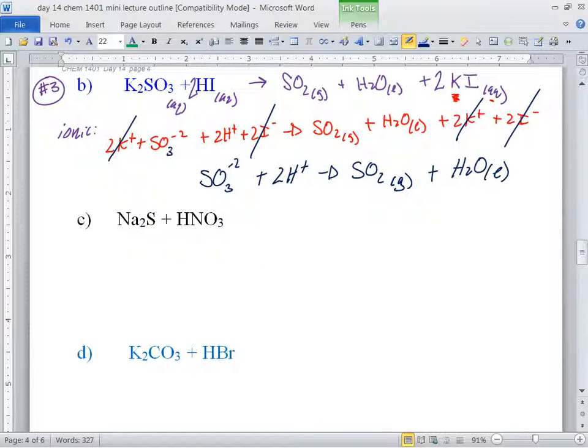So now all I do is break everything up. We didn't have to do that on the last one because they were both balanced. We didn't have to multiply by 2 or anything. Here, it's already balanced, so don't worry about anything. Everything's balanced, so just break everything up.